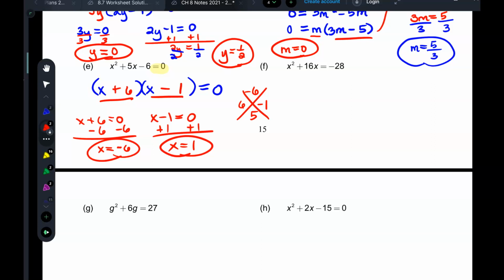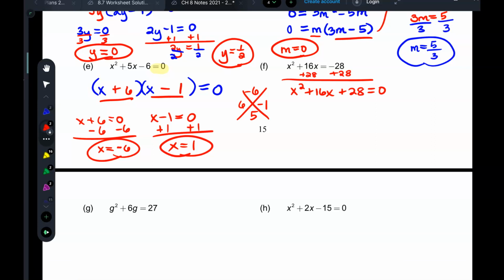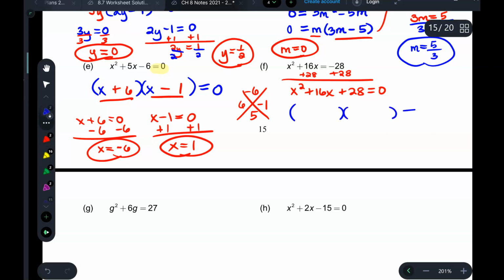Now, is this equal to 0? No, so I have to add 28 to both sides first. So I'm going to get x squared plus 16x plus 28 equals 0. Okay, I don't have a coefficient in front of x squared, so I don't need to worry about multiplying anything out. What will this factor into?